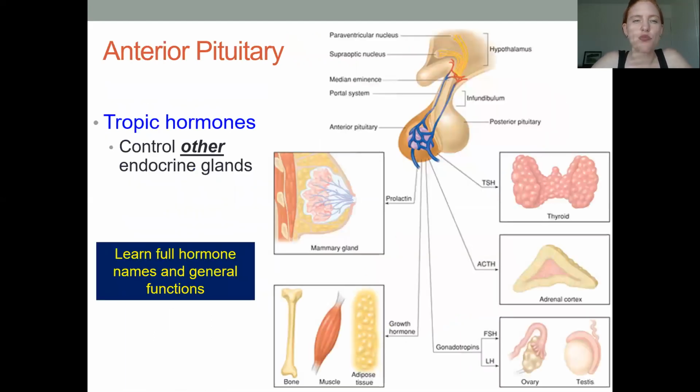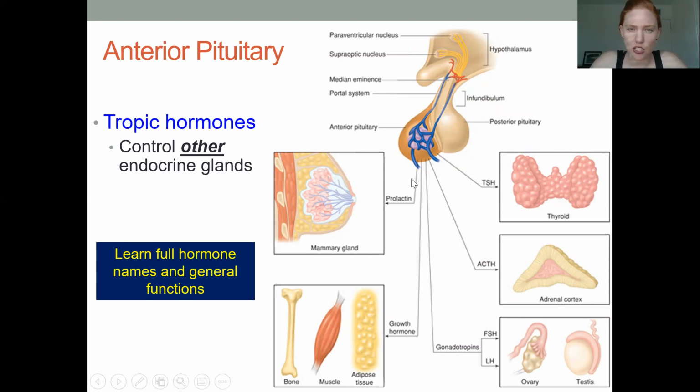Okay, looking at the anterior pituitary. The anterior pituitary secretes a bunch of different hormones. Most of those hormones are tropic hormones. Do you remember what that means? Tropic hormones control the activity of other hormones.